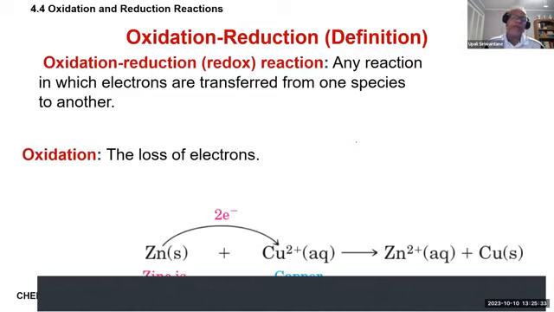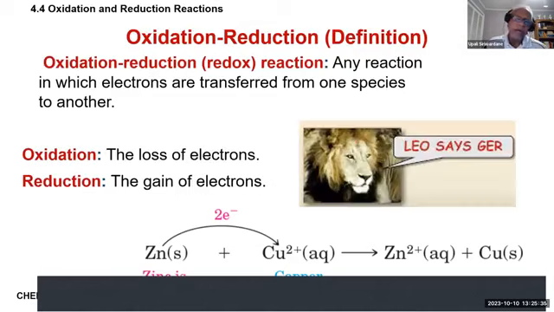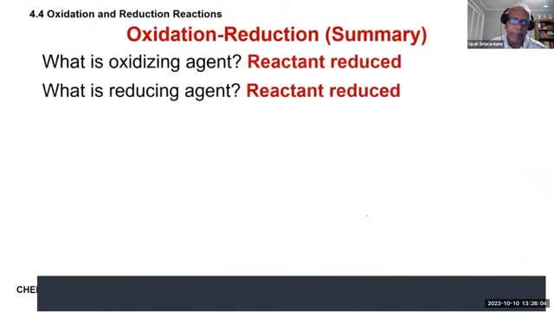Now we're going into redox reactions. Loss of electrons is oxidation. Gain of electrons is reduction. We use the mnemonic LEO says GER. So zinc is oxidized. That's here. Copper is reduced. The reducing agent is the one that is oxidized. The one that is reduced is the oxidizing agent. We talked about this.